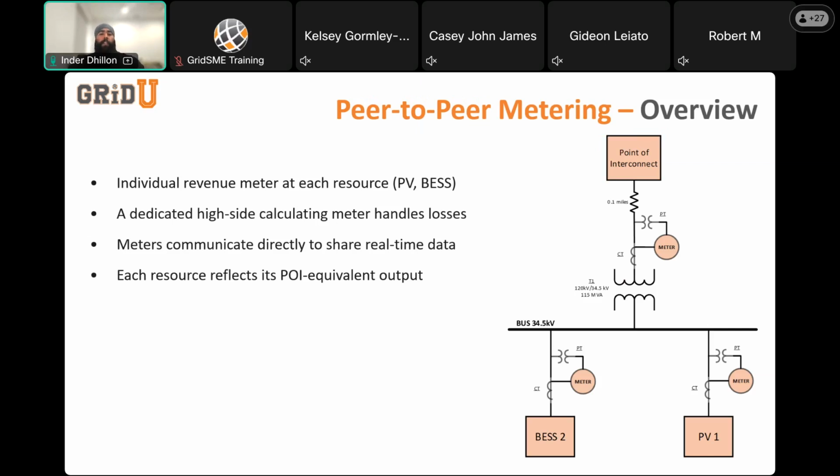In addition to that, we still have a meter on the high side of the transformer, and this is what we refer to as the calculating meter. Instead of one meter doing everything, the system now relies on all these meters working together to represent the site. This allows us to monitor power flow for each resource. So now that we see the layout, the next step is to understand how each meter is actually being used.